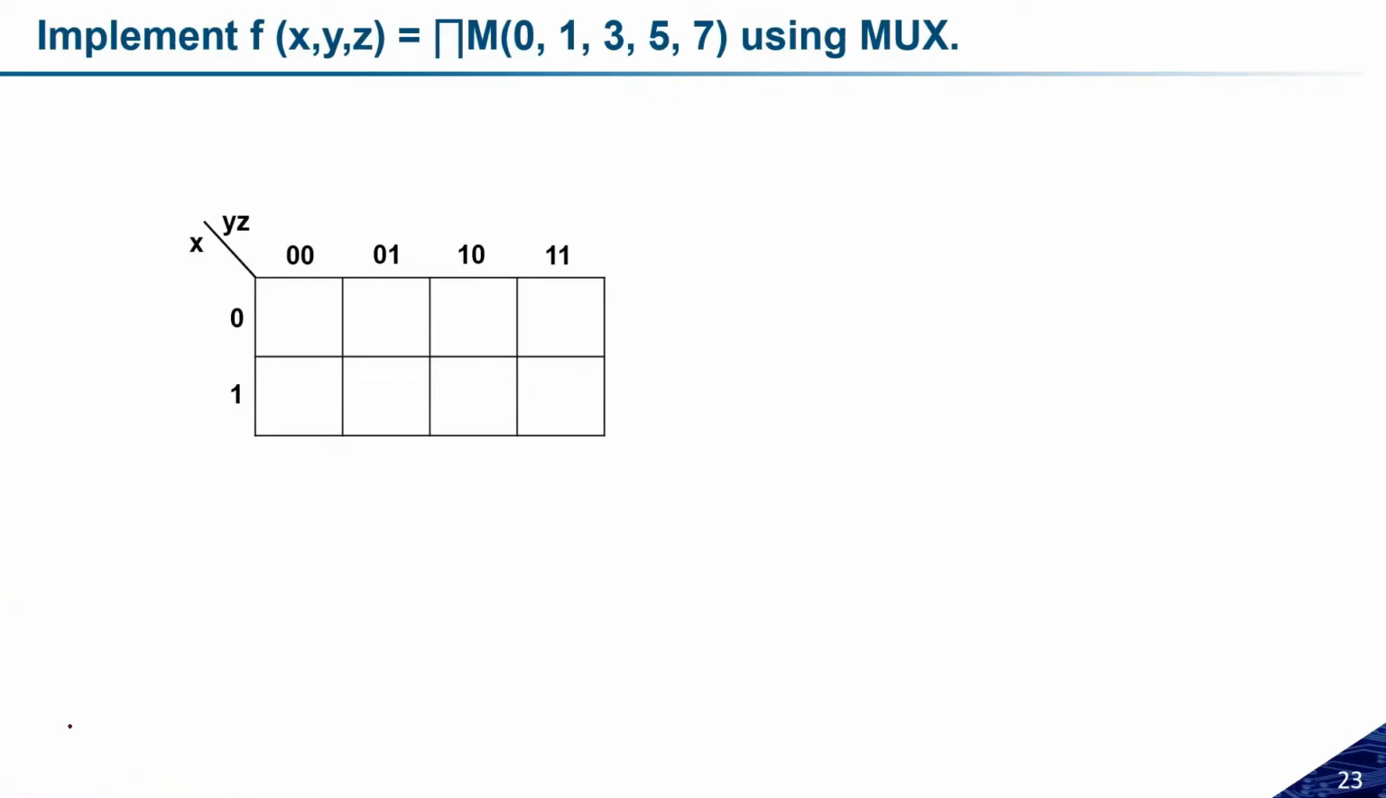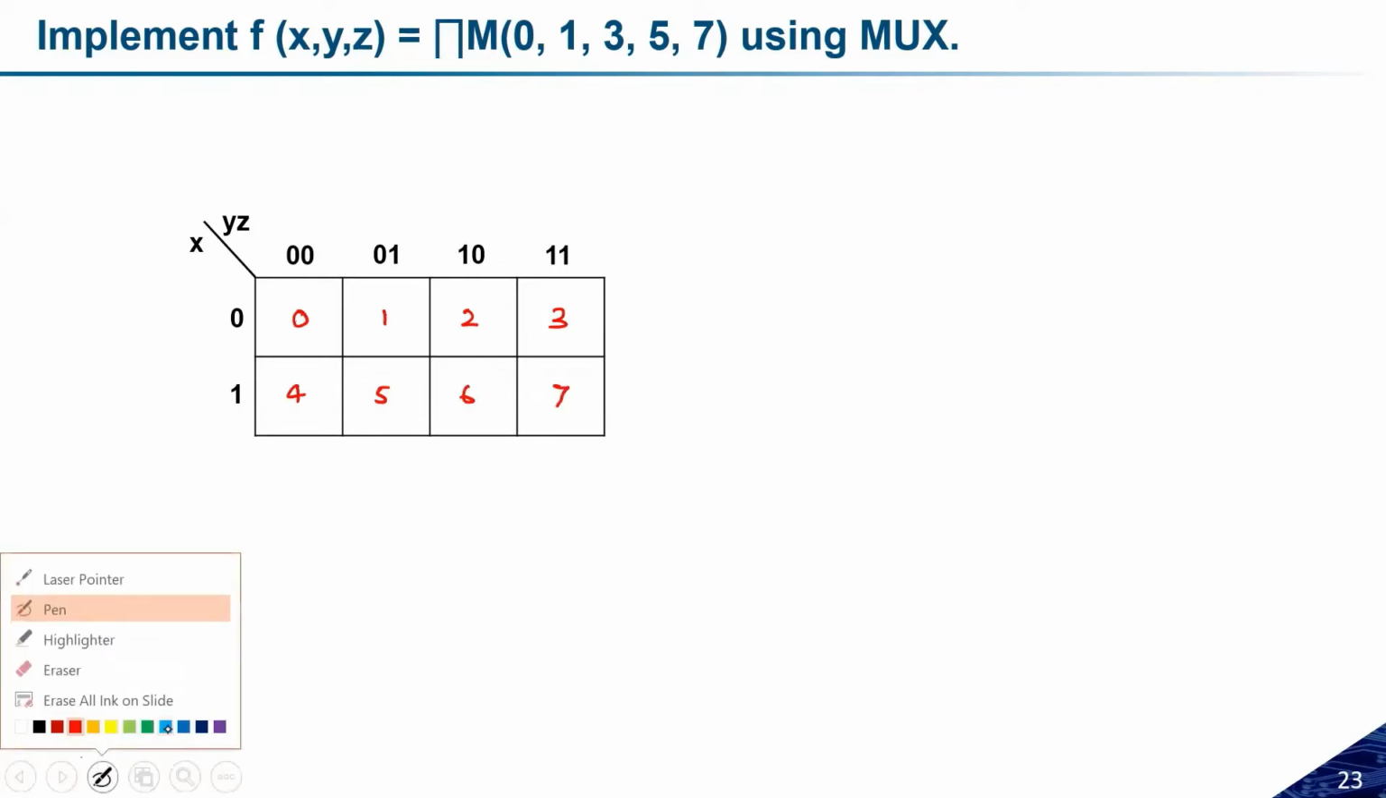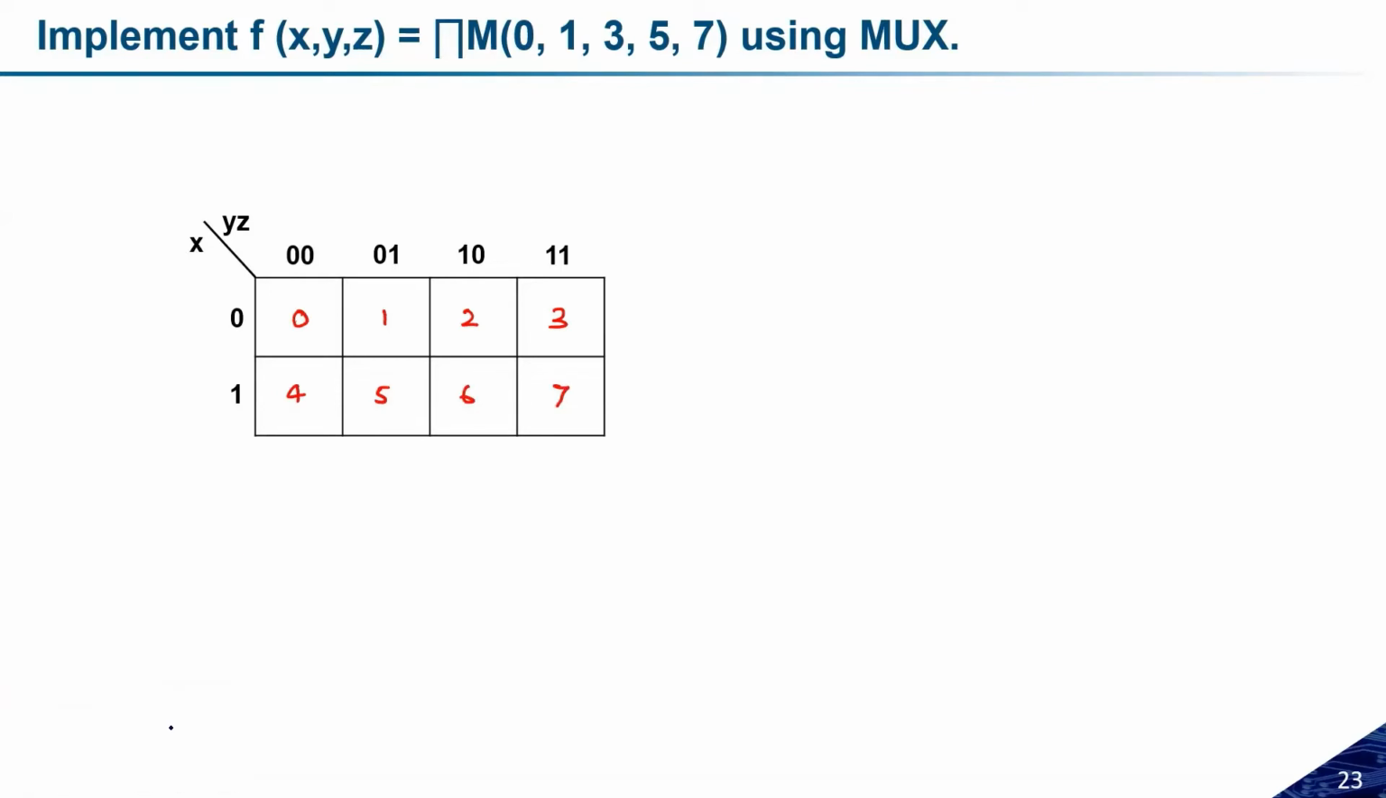So the maxterms are here. Let us first write the numbers. The numbers will be 0, 1, 2, 3, 4, 5, 6, and 7. Now I need to check what are the different maxterms which are available here. So maxterm 0 is there, maxterm 1 is there, maxterm 3, 5, and 7. So these are the maxterms.